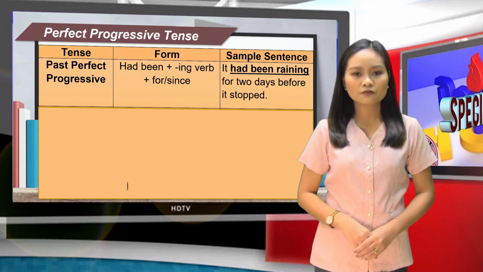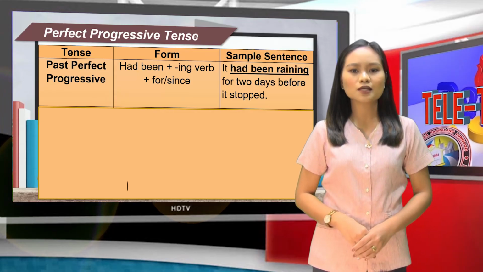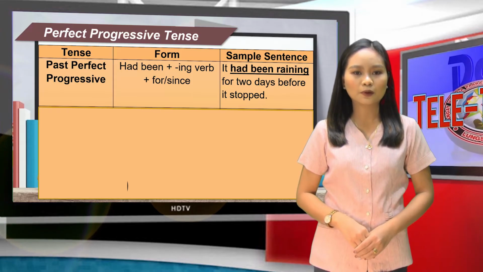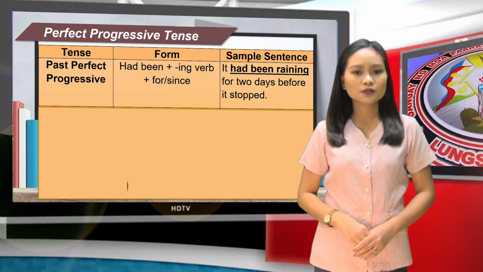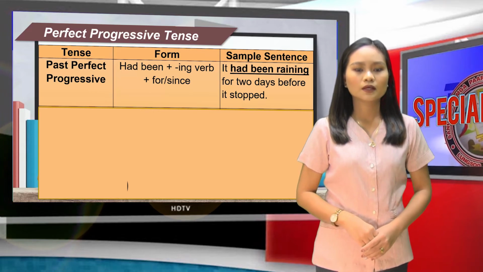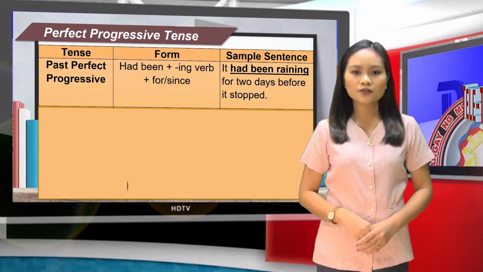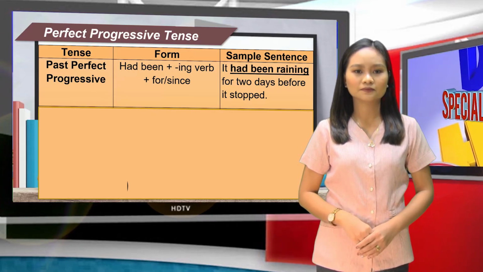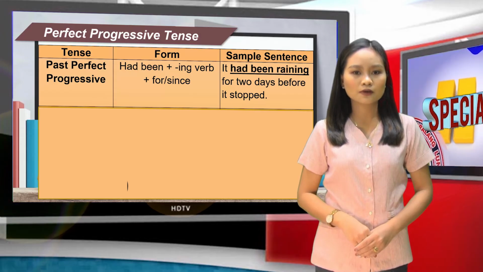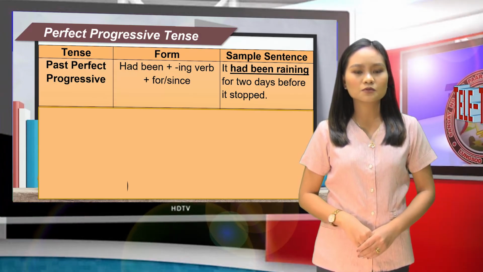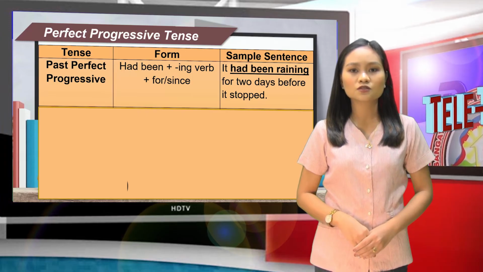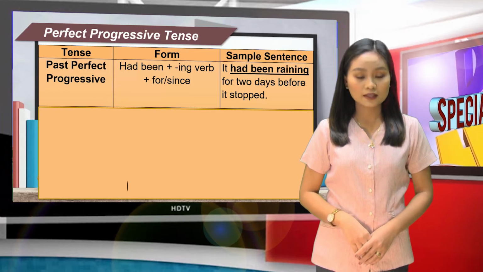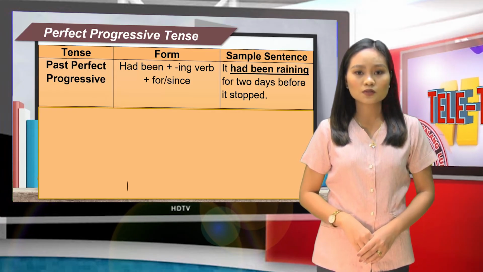You form the past perfect progressive tense by using had been followed by an ing verb. For example, it had been raining for 2 days before it stopped. The past perfect progressive emphasizes the duration of a past action before another action happened. Notice how the past perfect progressive often includes the adverbs for and since to express duration. You will also see the adverbs before, when, or by the time used to introduce a second action.